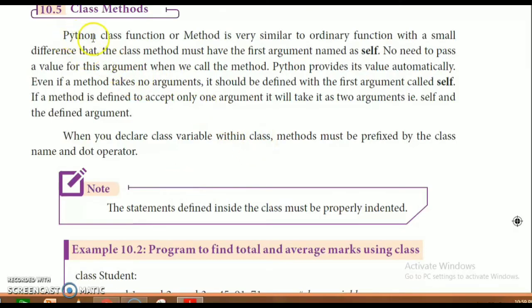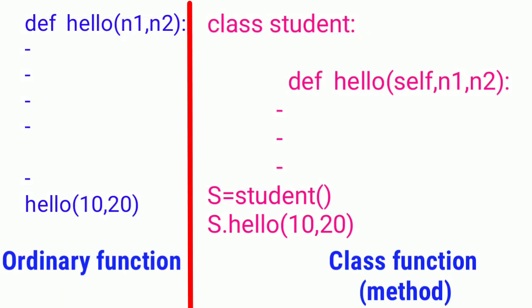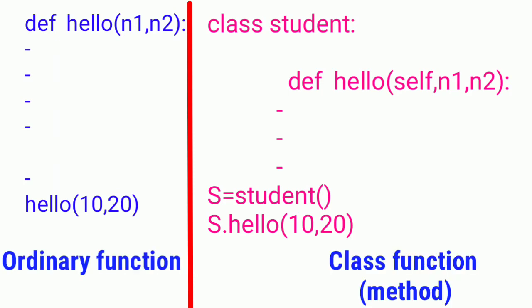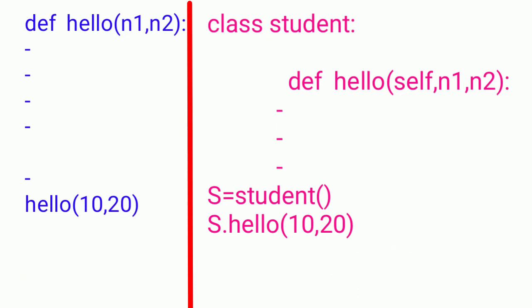Class methods. A Python class function or method is very similar to an ordinary function with a small difference: the class method must have a first argument named self. No need to pass a value for this argument when we call the method. See the example. The first one is an ordinary function and the second one is a class function. Both use the def keyword. Now see the ordinary function. The function name is hello. Hello has two arguments, namely n1 and n2. n1 receives the value 10, and n2 receives the value 20.